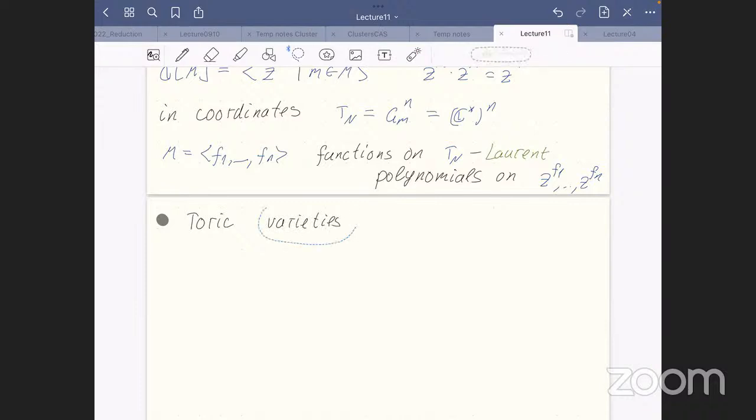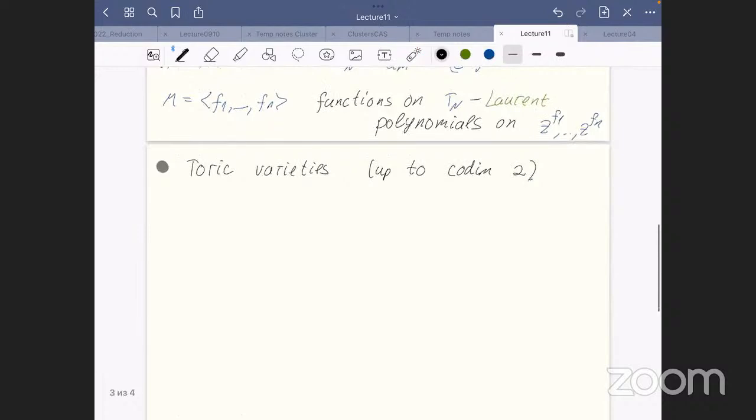If you know what toric varieties are, it's great, but if you don't, I would like to say that I will not need the full definition of toric varieties. I will need them only up to codimension 2. I'm going to speak about global functions on such varieties, and global functions do not depend on a subvariety of codimension 2. Therefore, the definition is much easier to give.